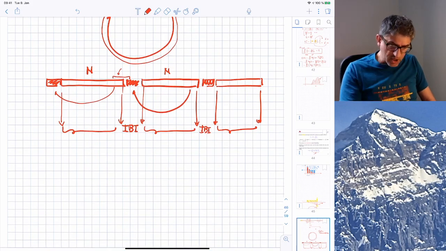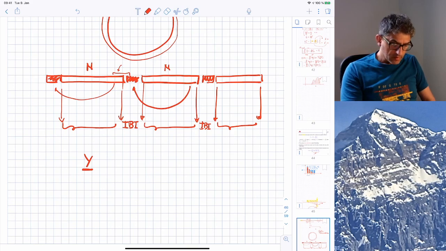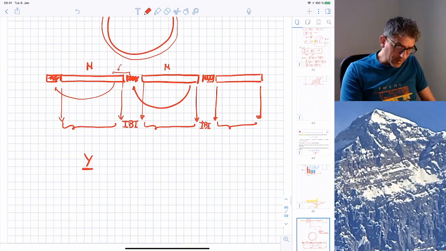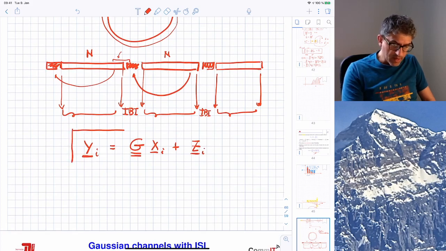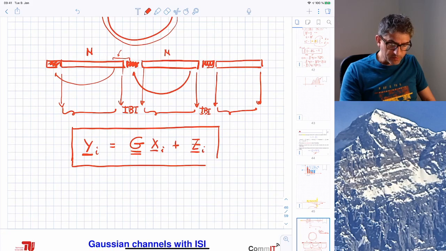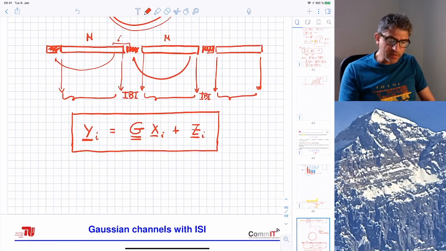And then we can write this channel in block form as follows. We can write a whole block of output symbols at block time i as a matrix G that depends on the impulse response, times the block of input symbols at time i without the cyclic prefix because we have discarded it, plus a block of Z. And now, magic: we recognize that with this trick, we have turned our channel with memory, with inter-symbol interference, into a block channel without interblock interference, because we have discarded the interblock interference.